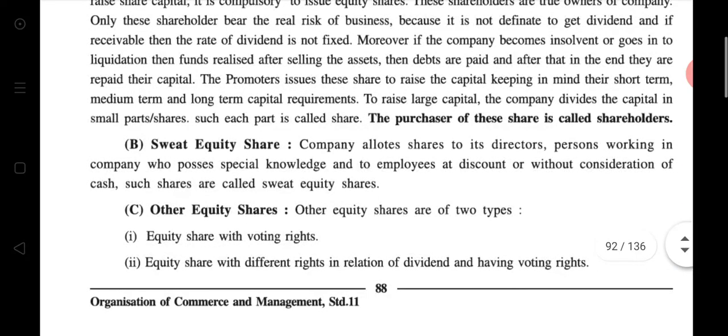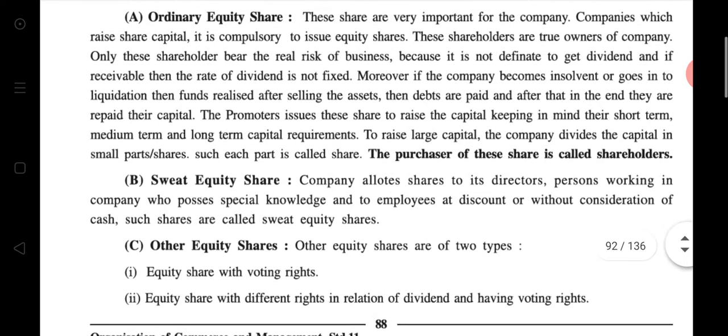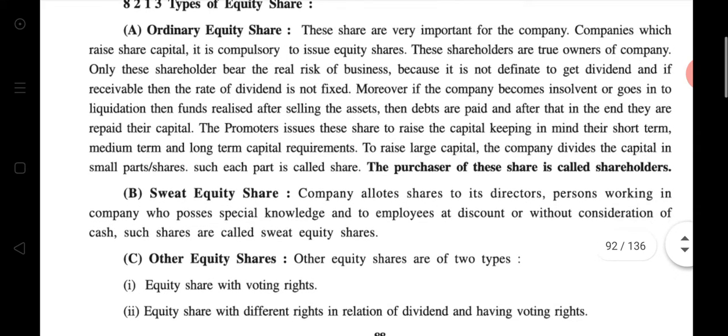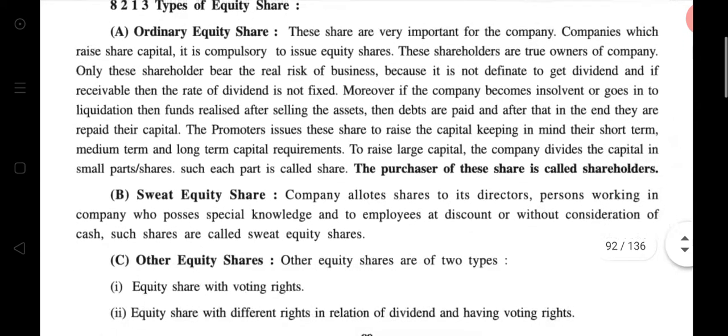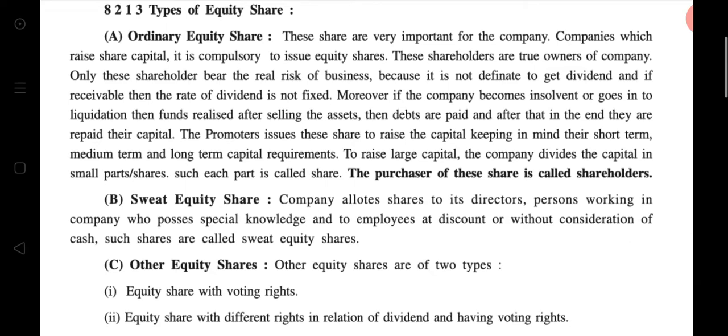So here we are done with the topic of types of equity share. There are three types of equity share: ordinary equity share, sweat equity share, and other equity share. And in other equity share, there are two subtypes: equity share with voting rights and equity share with different rights in relation to dividend and having voting rights. So here we are done with this topic. You have just 20 seconds to revise this, and then we'll move on to a new topic, that is preference shares.